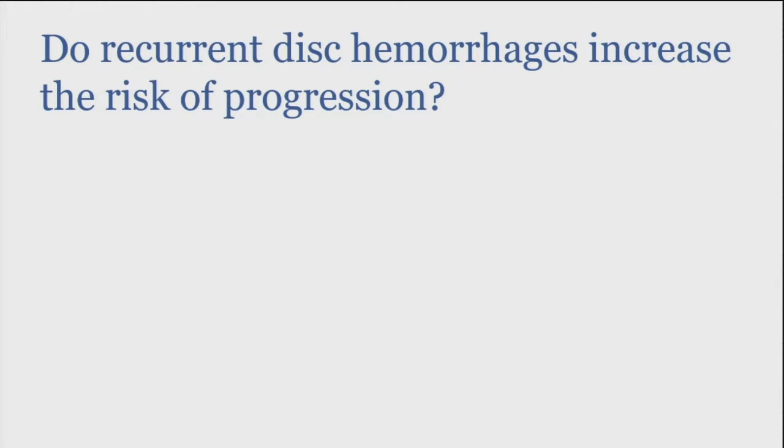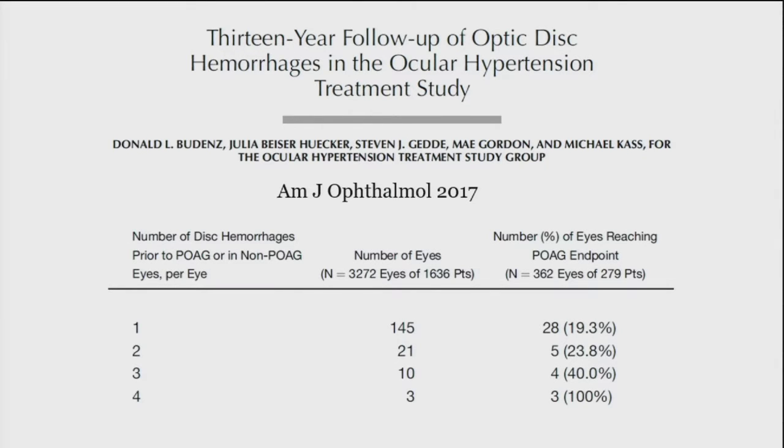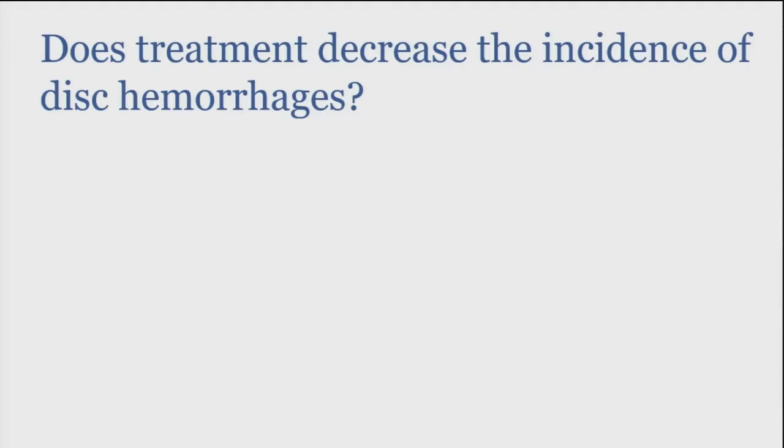And do recurrent disc hemorrhages increase the risk of progression? There's a lot of debate. The best data comes from the OHTS. And if you look, they see that, one, not every patient with disc hemorrhage progresses, but the more disc hemorrhages you have, the more likely you are to develop glaucoma.